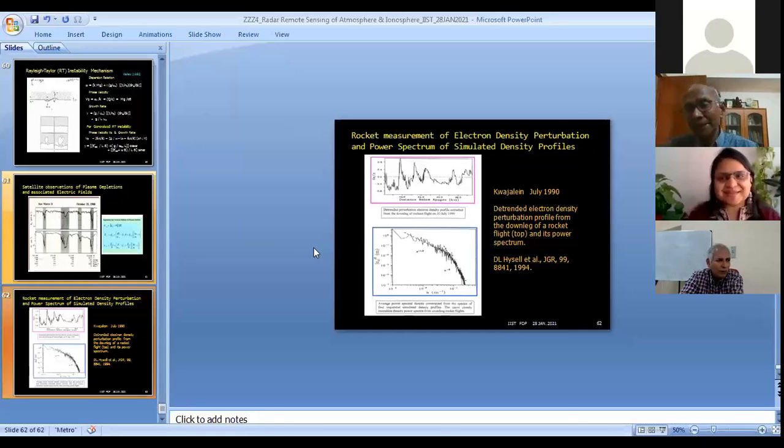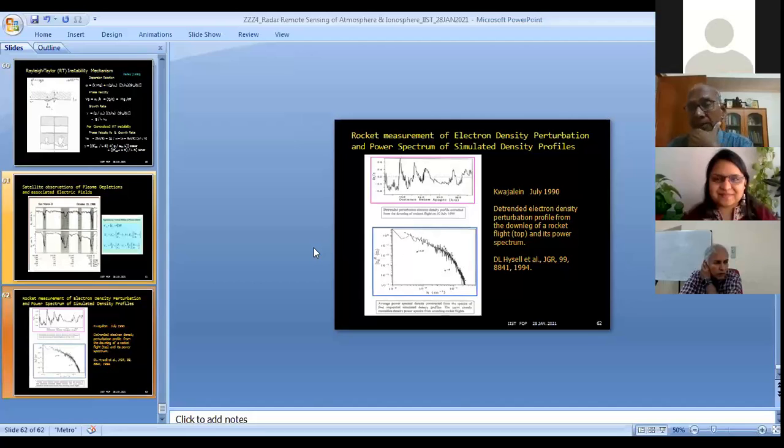But anyway, I hope I have given you a glimpse of what the high power radars can do in the study of winds, waves, and turbulence in the lower and middle atmosphere, and the plasma irregularity structures in the ionosphere, both in the E and the F regions of the ionosphere. So there are about 62 slides, and in the beginning part, probably I should have skipped some of that or gone a little faster.